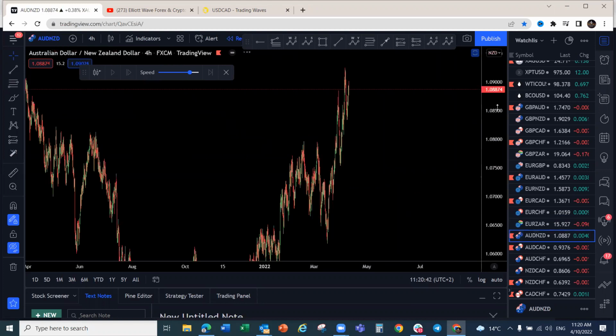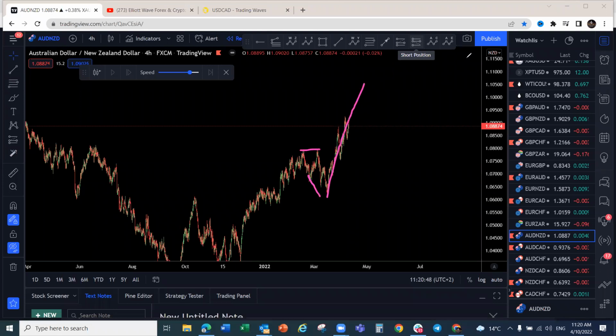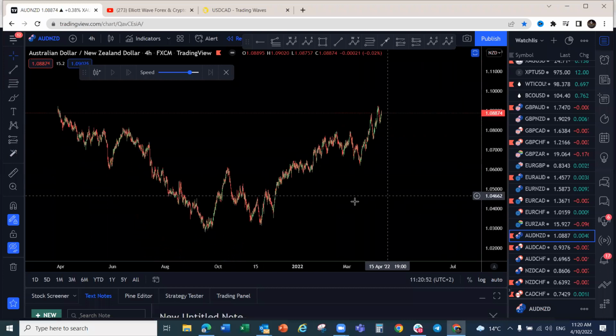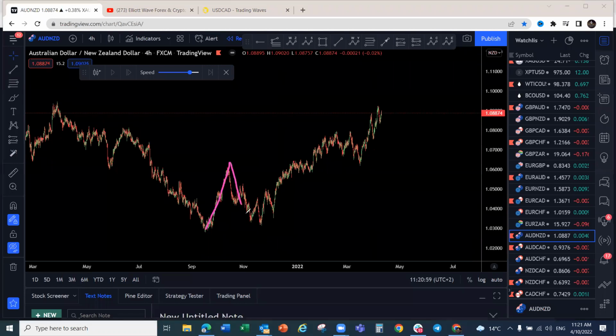AUD New Zealand, nothing new. Remember how we forecasted the continuation pattern here, and for this to continue to the upside. Initially, what we looked at on this, you can go back to our videos around November, December last year. We were looking for this to do that, and we forecasted the move to the upside to around this area. When it made this corrective structure here, we again said this is going to continue to the upside.